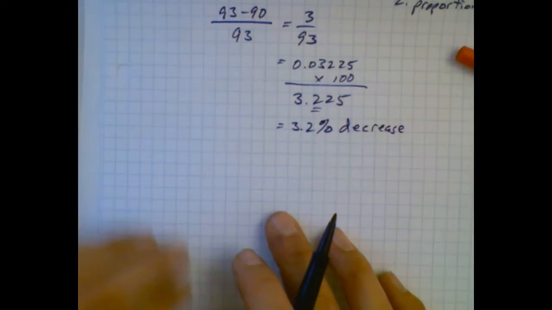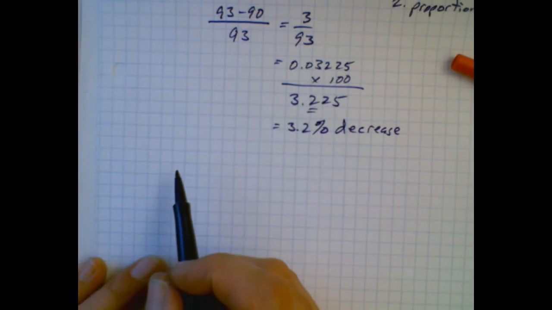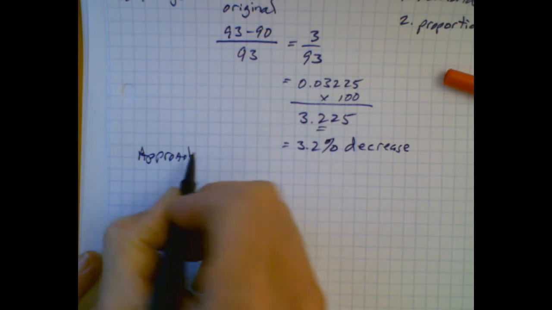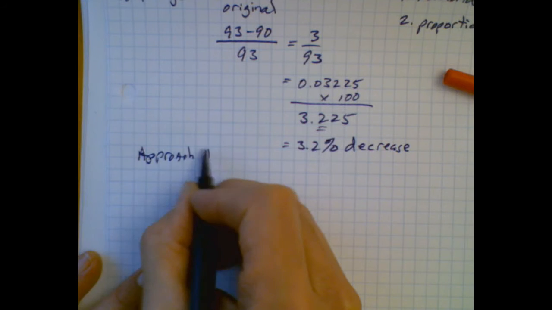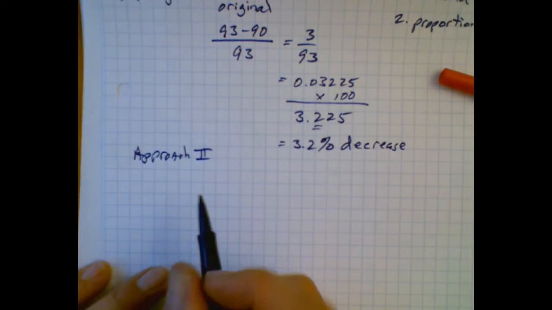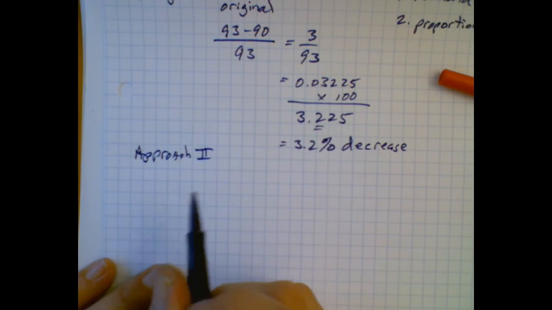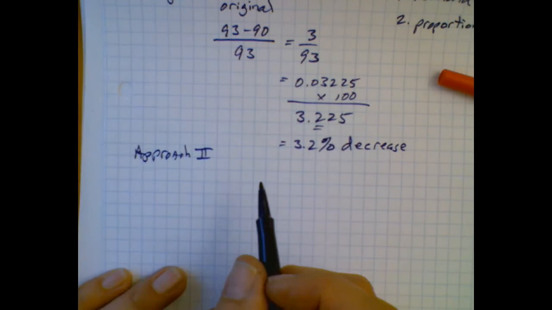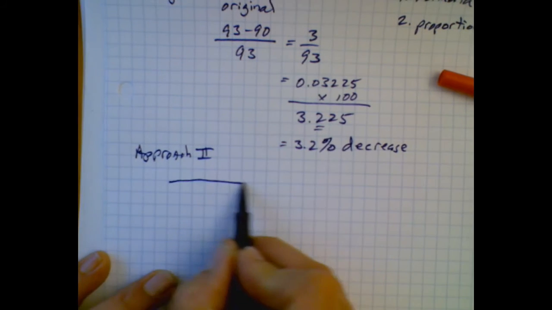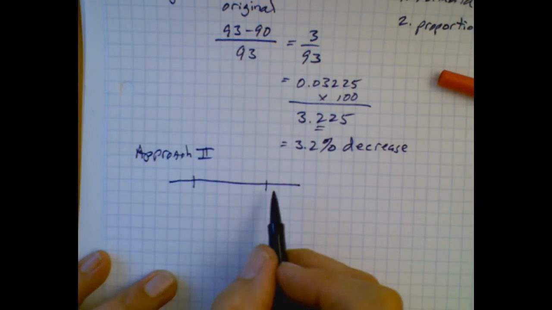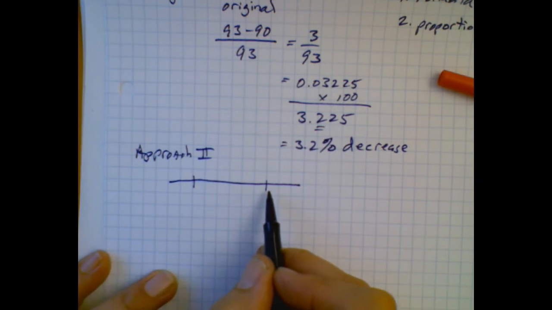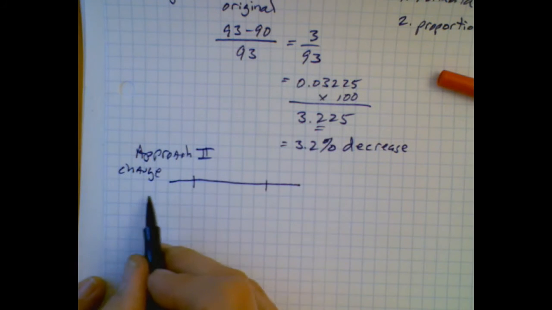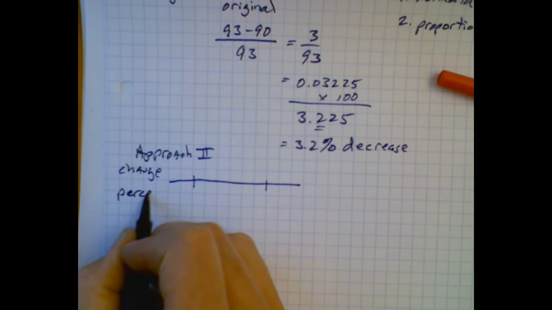The other method is kind of visual, and it works as a proportion. This is approach 2, Roman numeral 2. The thing to pay close attention to is that the first answer I get, solving the proportion, is not the change in percent, but it's one step away. So in this approach, we're going to set up a visual. Imagine this is like a number line. We're going to put the smaller numbers here, the larger numbers here. The numbers I put on top are my change. The numbers I put on the bottom are my percents. And we're going to use this to set up a proportion.